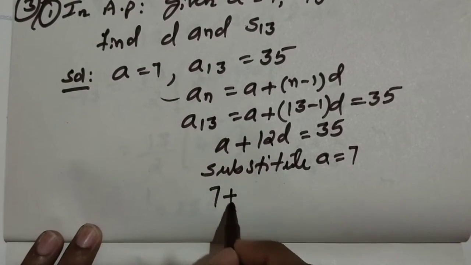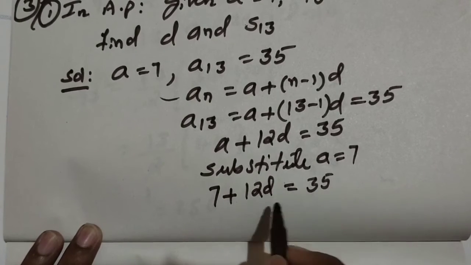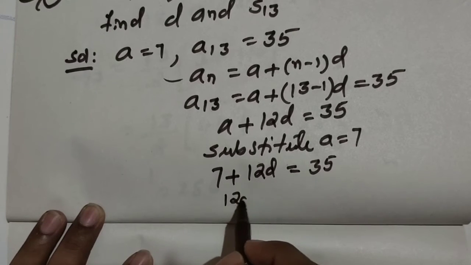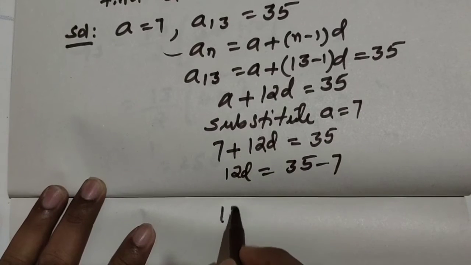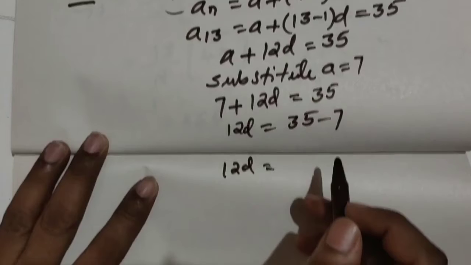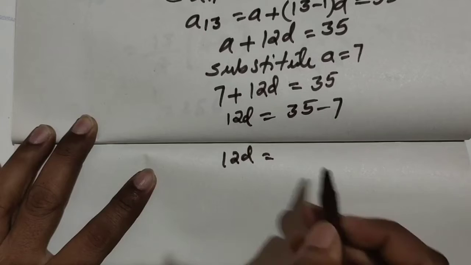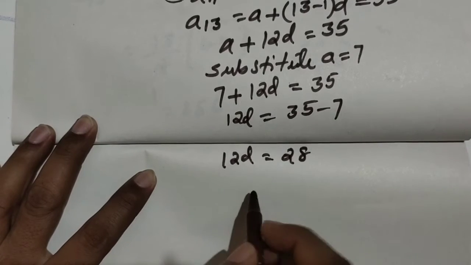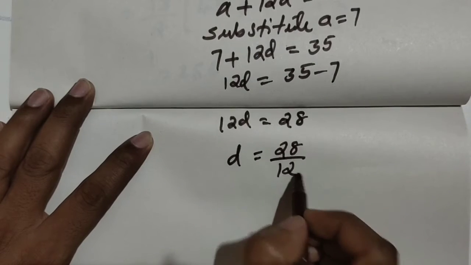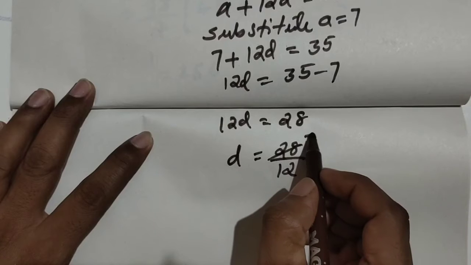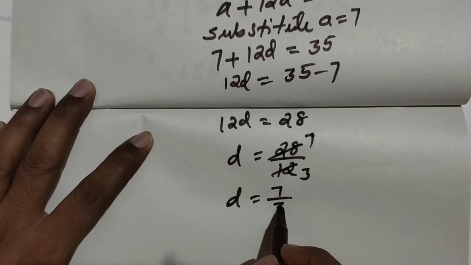So we get 7 plus 12D is equal to 35. Then 12D is equal to 35 minus 7. Then 12D is equal to 35 minus 7, which is simply 28. Then D is equal to 28 by 12. So by the 4 table we can cancel: 4 7s are 28, 4 3s are 12. D is equal to 7 by 3.